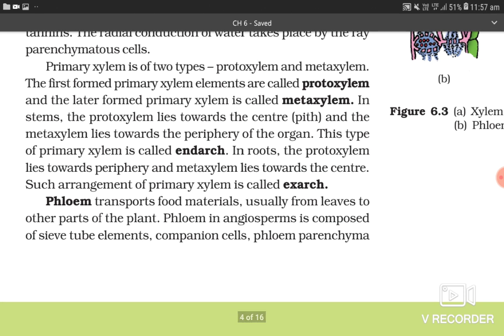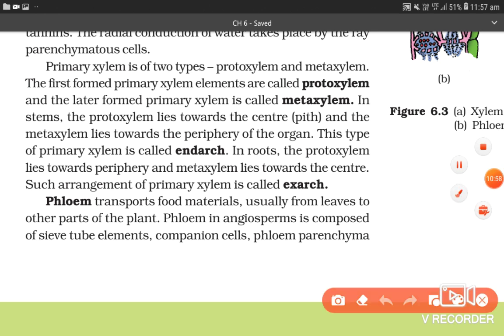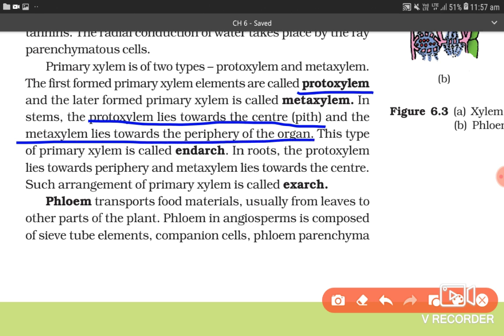Primary xylem is of two types, protoxylem and metaxylem. The first formed primary xylem is called protoxylem and the later formed primary xylem is called metaxylem. In stems, the protoxylem lies towards the center and the metaxylem lies towards the periphery of the organ. This type of primary xylem is called endarch.